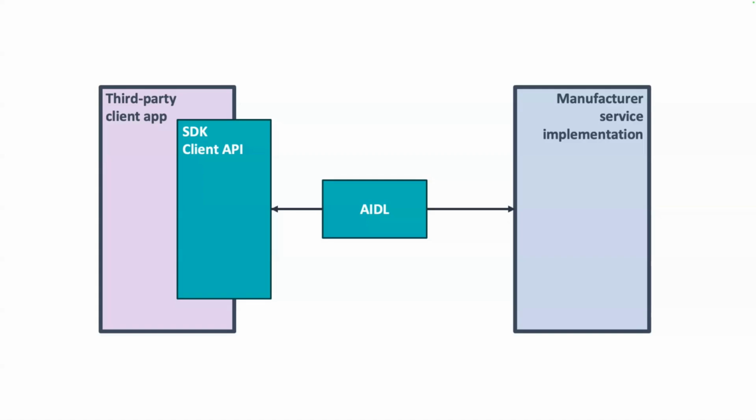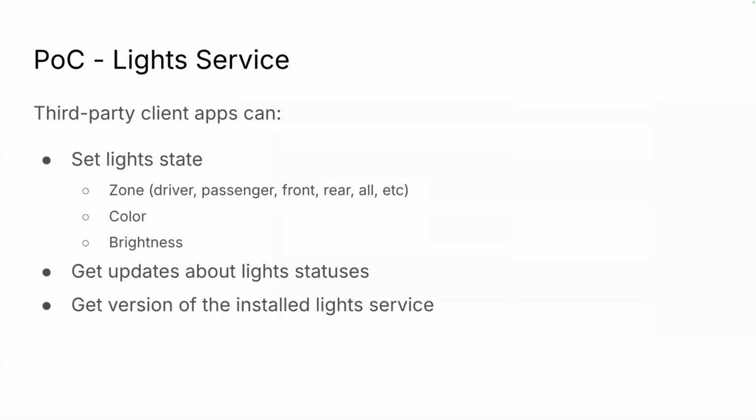The scope of this proof of concept was a simple use case, which is basically to create a controllable light service. In this example, third-party apps could set some interior lights for the car, selecting in which zone to turn on or off. So, for example, just for the driver, the passenger, all the front lights or the rear, etc. Through this SDK, they could change the color and the brightness, and of course get updates about the light statuses.